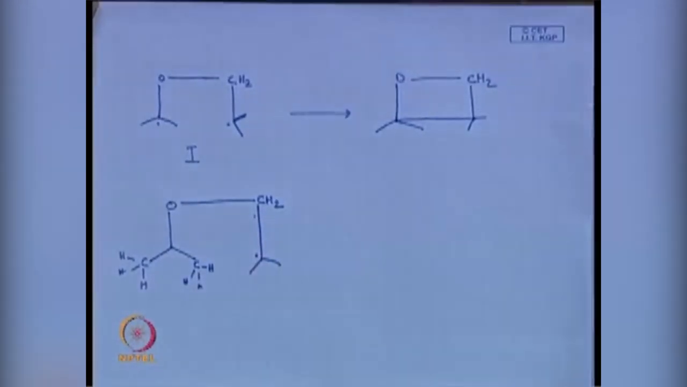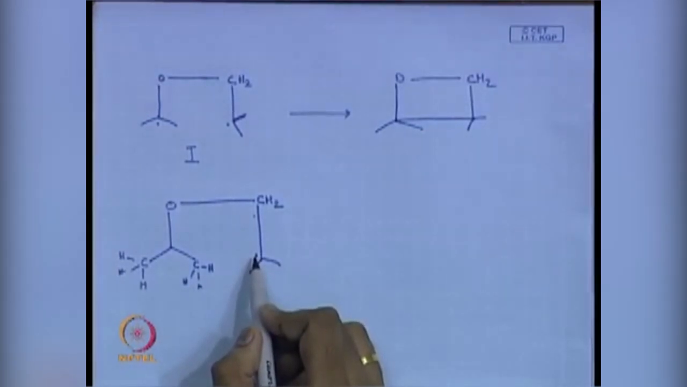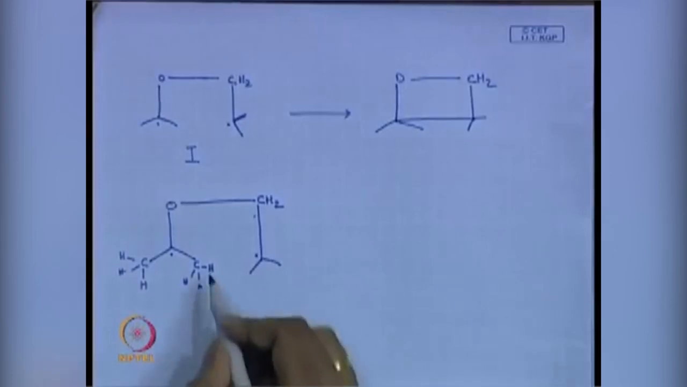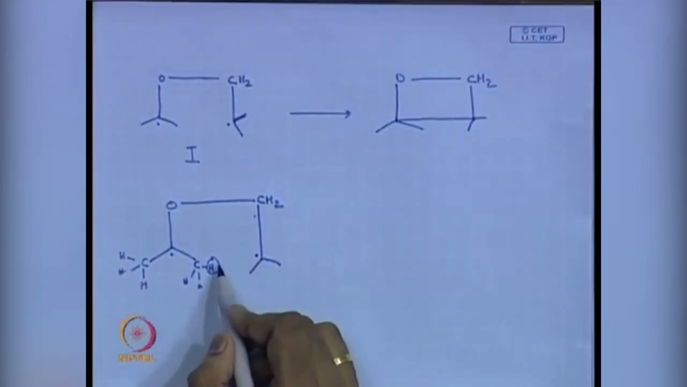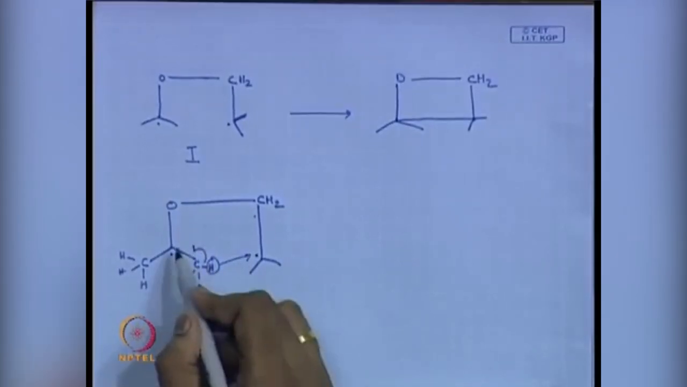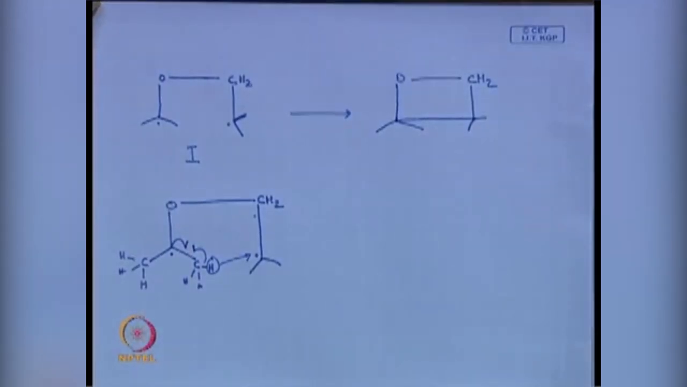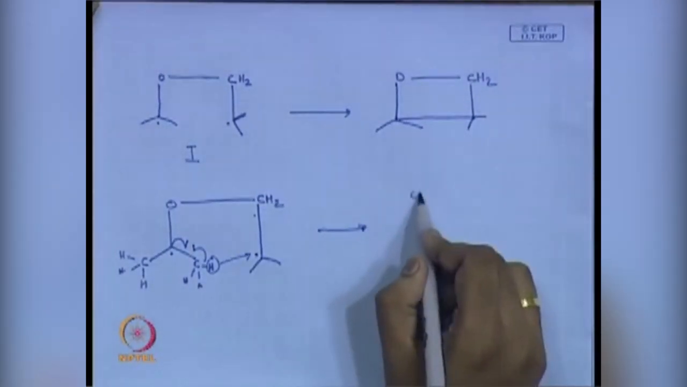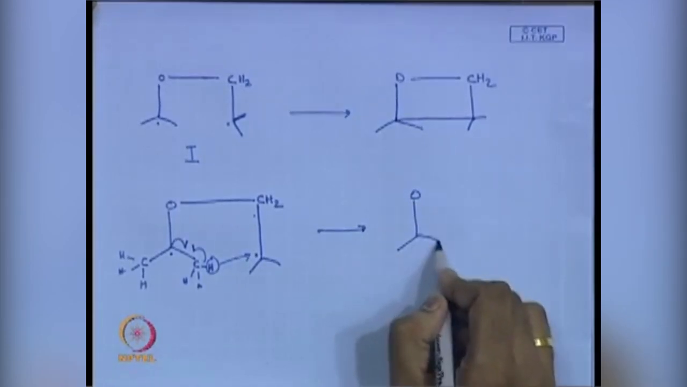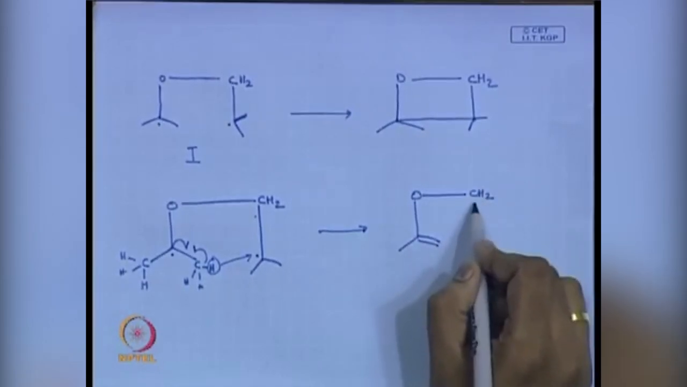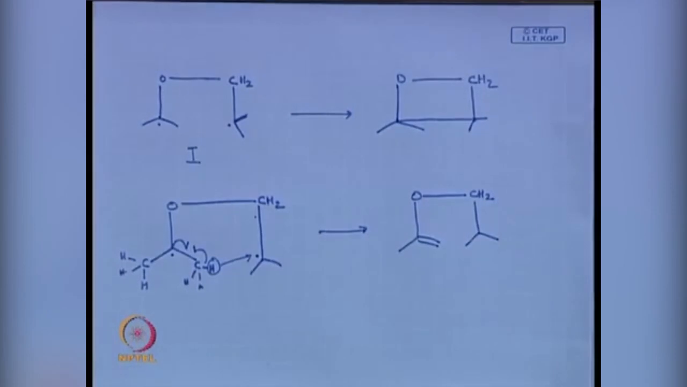So, I have a radical here, right. So, this radical, what does it do? It can take this hydrogen, right? Yes or no? So, I get this. So, you will get what? Can you get this product? It looks simple, it is just to understand. I am not doing any big chemistry here. Right. Any other product you can think about?